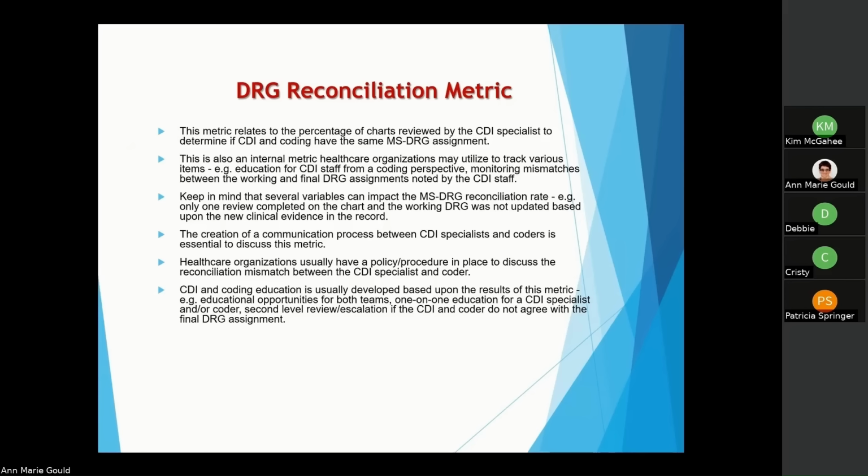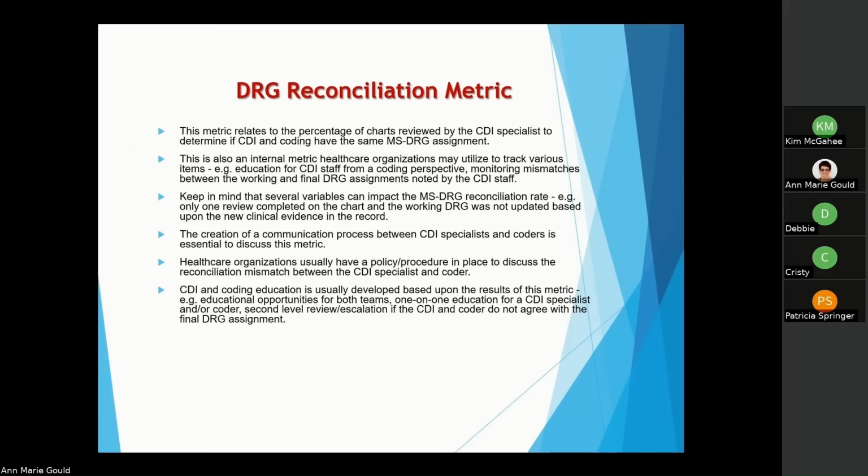Keep in mind, though, there are other variables. You may only look at that chart once, and then it's gone. They're discharged or whatever. So you may have new clinical evidence or new documentation in the record you didn't have a chance to look at. Maybe they had surgery and you didn't have the op report. You didn't code it yet. Well, guess what? The surgery happened the second day after you reviewed that record. Then the patient was discharged to a SNF post-op day 2 or whatever, and it didn't come back to your work queue. So there are always variables.